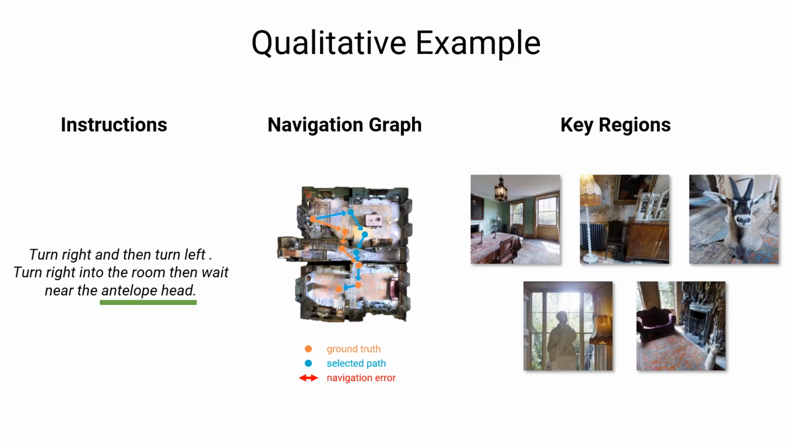We use a gradient-based technique to inspect which regions VLN-BERT uses to select this path, and the top 5 regions are shown here. In this case, we see that VLN-BERT was able to correctly ground the phrase antelope head. This is neat because the word antelope occurs only 3 times in the VLN training data, but 138 times in conceptual captions. Thus, it's likely that the visual grounding was learned from there.